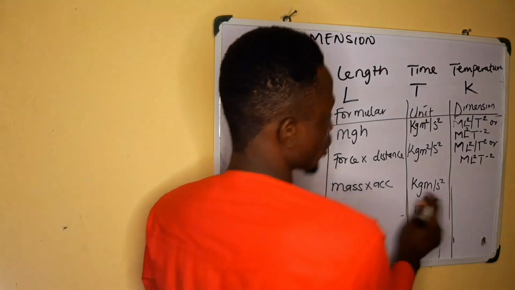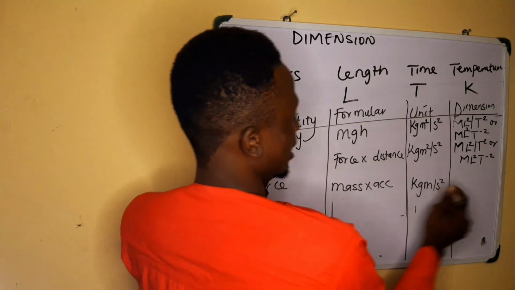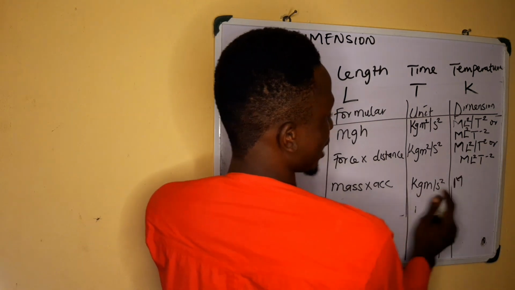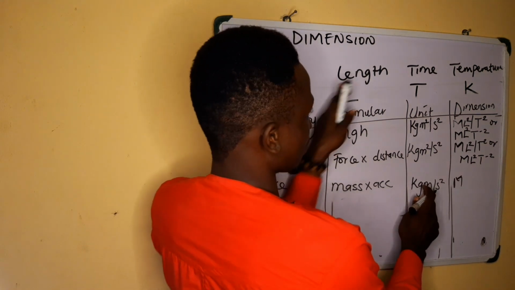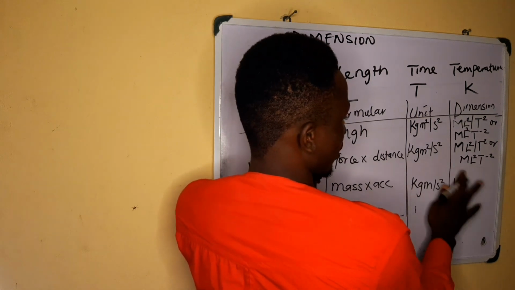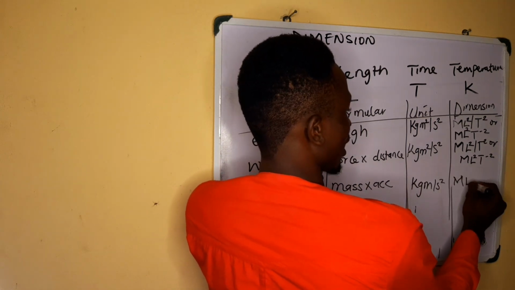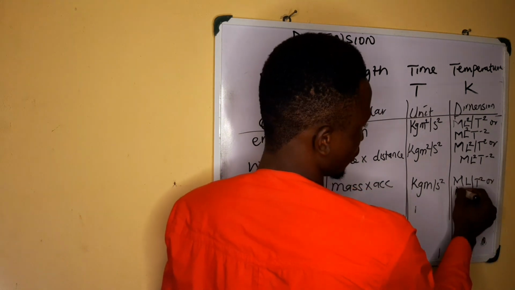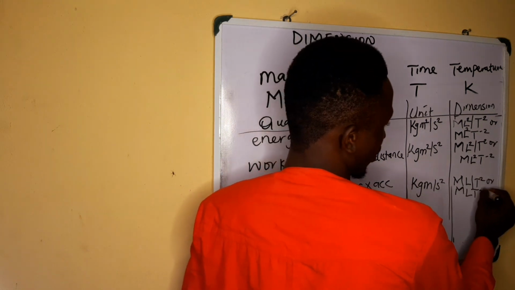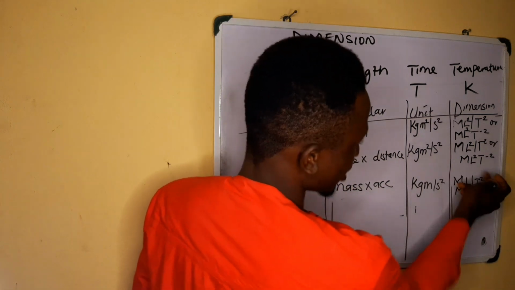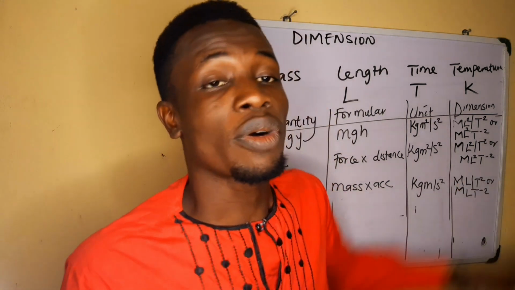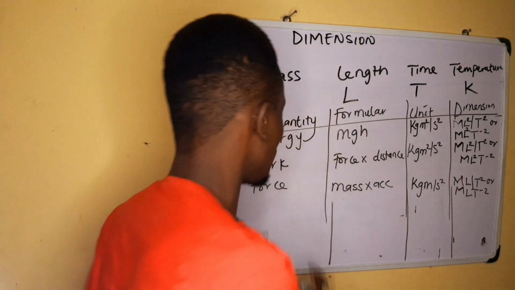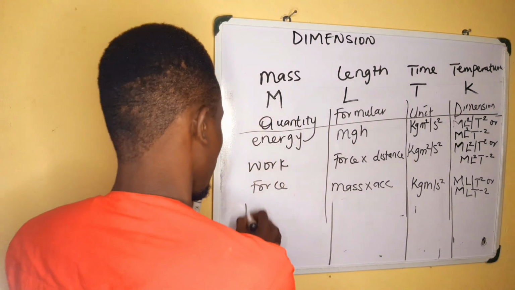So the dimension is going to be what? kg will represent M. Then m here, which is for length, will represent L. Then slash T squared, or better still written as M L T to the power of -2. Slash T squared is something like T to the power of -2. Okay, now the next one on our list is actually what? Pressure.